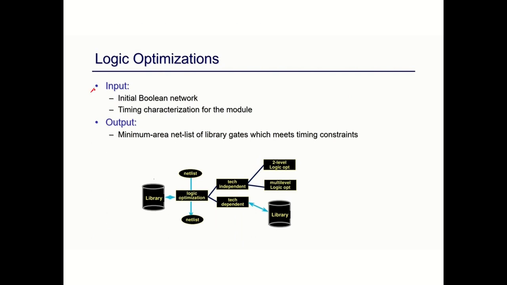Fine. Next, in logic optimization, how do we actually proceed? Initially you must have some input. These inputs are in terms of some Boolean network, and the timing characteristics for this module should be there. Timing characteristics means that when you give an input, what are the different outputs you may get, based on which the problem is defined. Am I correct or not?